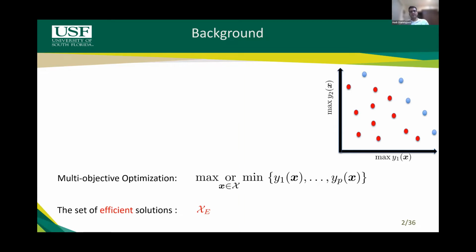The reason these red points are not representing any efficient solution is that, for example, if you consider these 3 red points, all of them are dominated by this blue point. That means this blue point has better objective values. So in multi-objective optimization, we are interested in finding these efficient solutions, which are called Pareto optimal solutions.